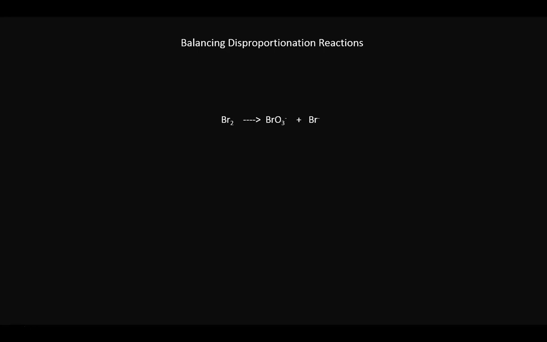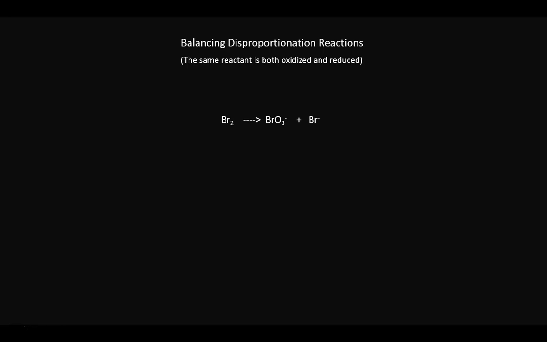In this reaction, what is unusual is that there's only one reactant, bromine, which forms two products, bromate ion and bromide ion. Some of the bromine atoms undergo an oxidation and some undergo a reduction. When the same reactant is both oxidized and reduced, that's called a disproportionation.